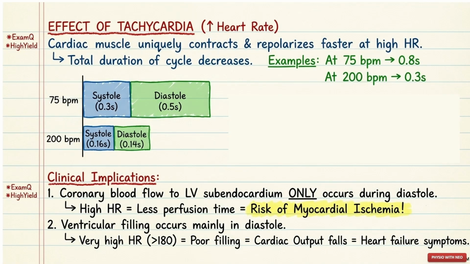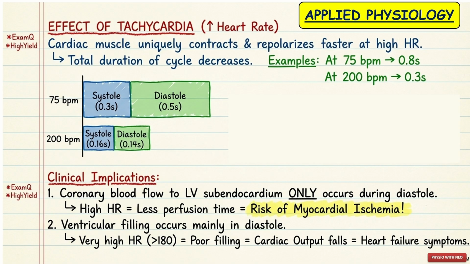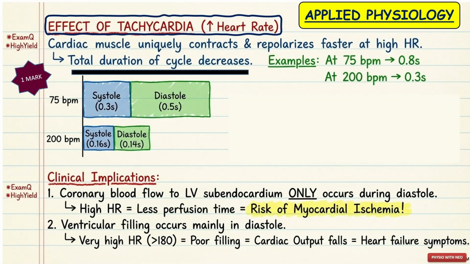Now here comes the last part of the answer, and that is the applied physiology. It's very important, and because it carries 1 mark, you need to write it. If tachycardia occurs, the total duration of the cycle decreases. For example, if heart rate is 75 beats per minute, duration is 0.8 seconds. If it changes to 200 beats per minute, duration of the cardiac cycle becomes 0.3 seconds. As you can see, it includes both systole and diastole; the duration of both decreases.